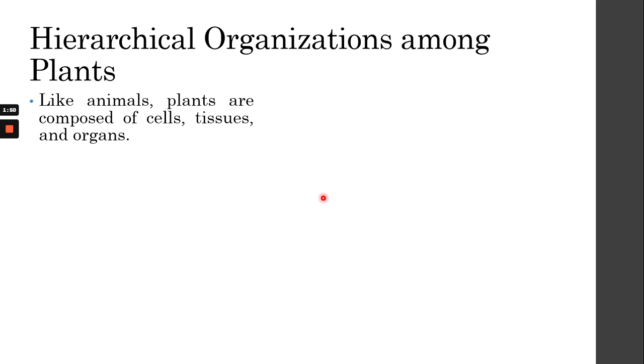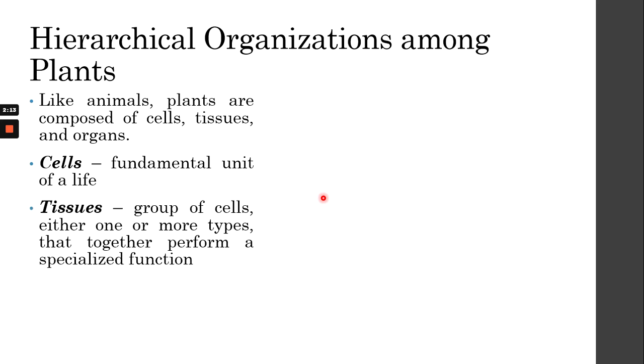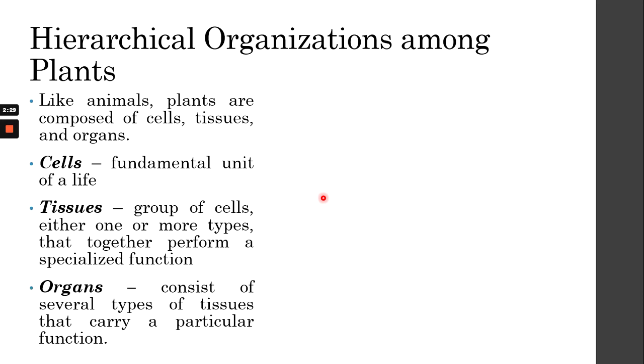Like animals, plants also have cells, tissues, and organs. Cells are basically the fundamental unit of life. We've discussed this: it is the smallest possible living part of an organism. If you put various cells together in such a way that these cells function together in a specified way, they become tissues. And if you gather all these tissues and put them together in such a way that they function together in a very specified way, we get organs. So that's what constitutes cells, tissues, and organs.